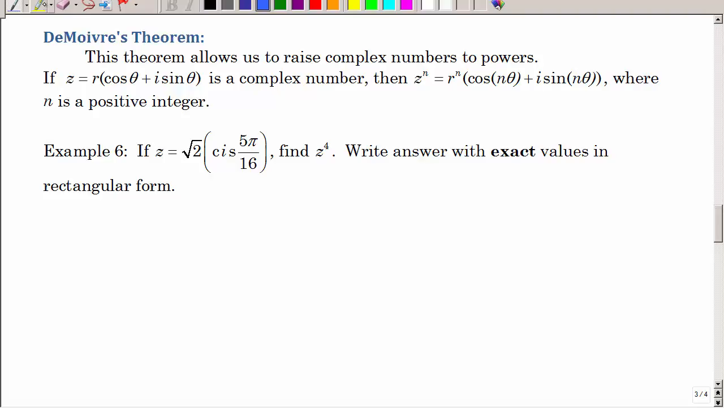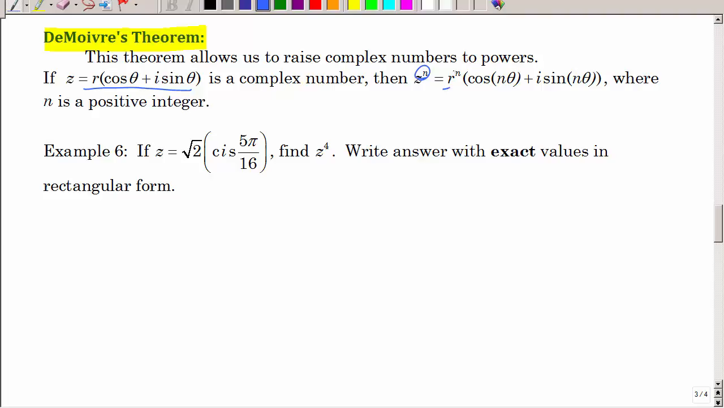Now we're going to get into de Moivre's theorem. De Moivre's theorem allows us to raise complex numbers to powers. So if we have a polar number like this, and we want to raise it to a power where n is a positive integer, we can. Okay? And look at what you have to do.